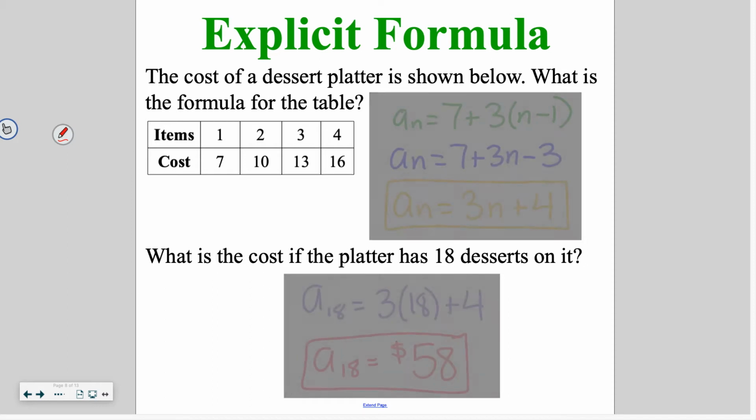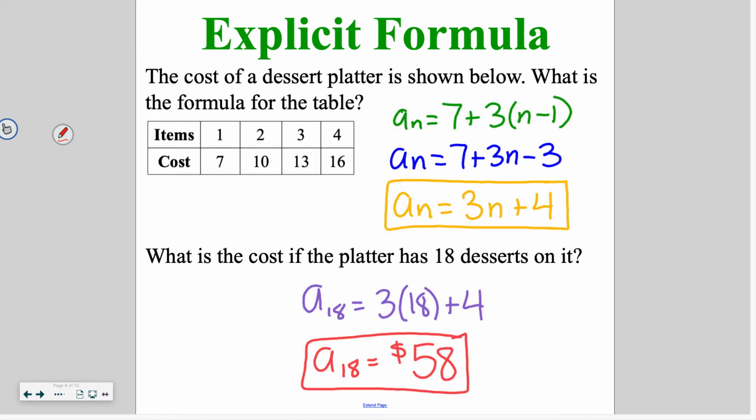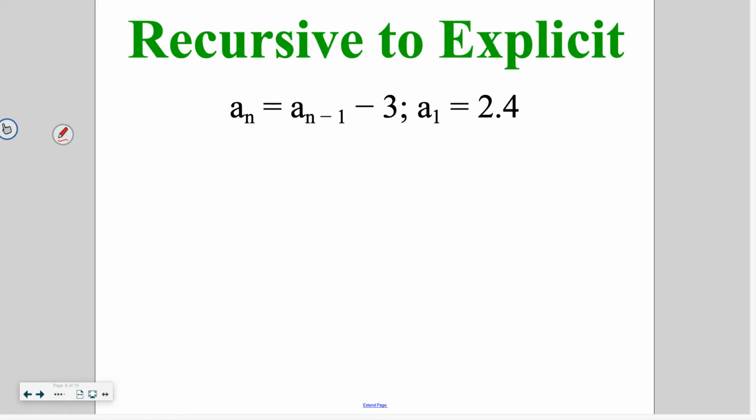Our formula starts with a common difference of 3 and a first term of 7. When I simplify, I end up with 3n plus 4. When I'm finding the cost of an 18 dessert platter, I plug it into my formula and get an answer of $58. The last thing we want to be able to do is to go in between the two formulas.